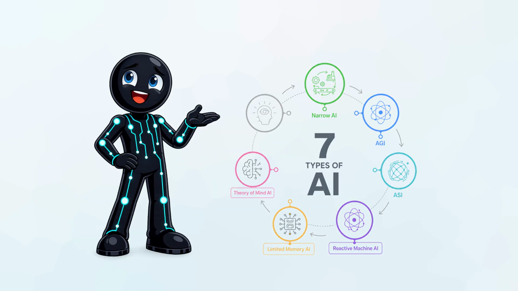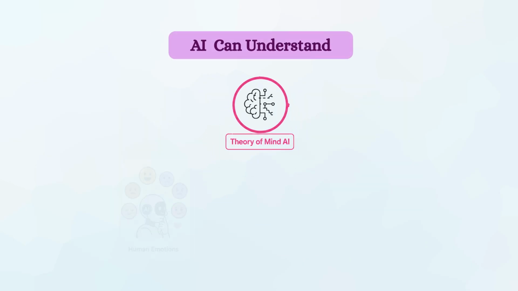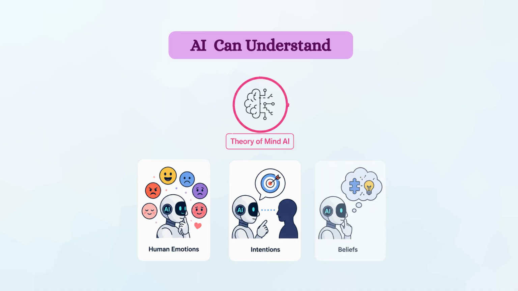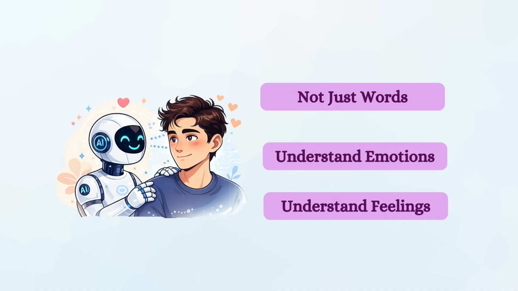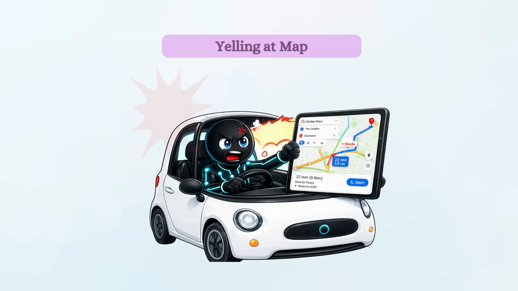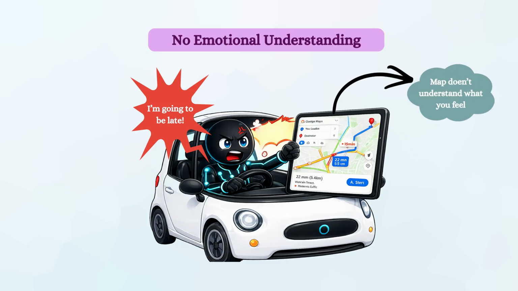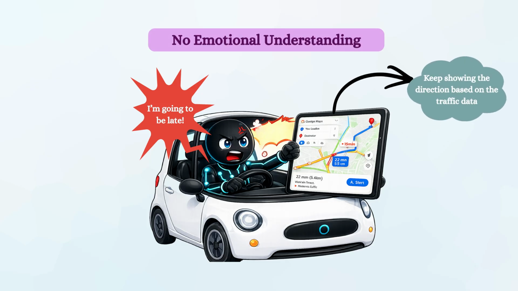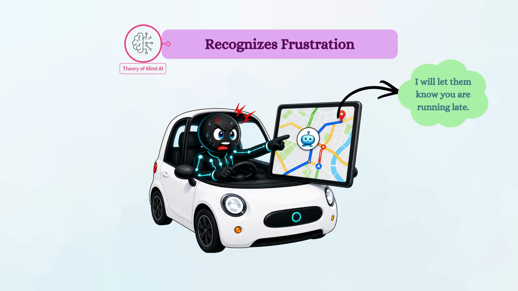The next type is called Theory of Mind AI. Now this is where AI starts becoming more human-like. This type of AI would be able to understand human emotions, intentions, and beliefs. In other words, it would not just hear your words, it would understand how you feel. Think about Google Maps. If you are stuck in traffic and angrily say, "I'm going to be late," Google Maps does not care that you are stressed. It simply continues to show the same route and arrival time. But Theory of Mind AI would recognize your frustration, calm you down, and even offer to send a message saying you will be late.